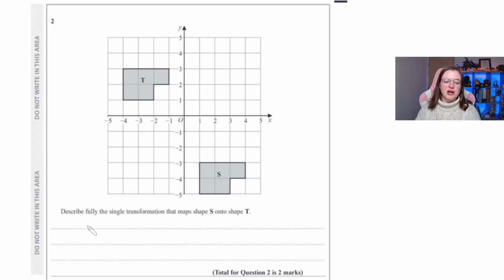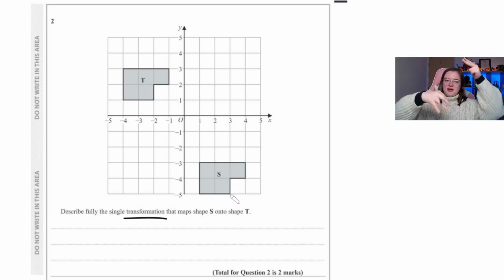Question 2, describe fully the single transformation that maps shape S onto shape T. So what are the options? We have translation, which is just moving it around, rotation, which obviously is rotating, something like rotating this around, right? We have reflection, which is flipping it in a line, or we also have enlargement, making it bigger or smaller as well. Remember, enlargement, it kind of goes both ways.